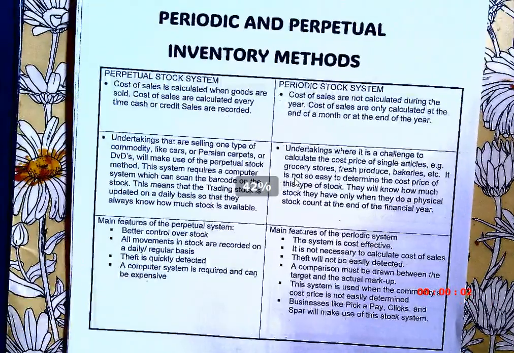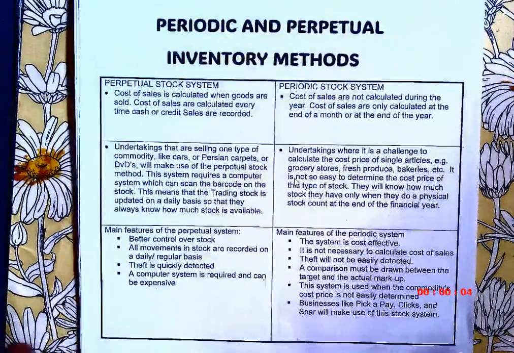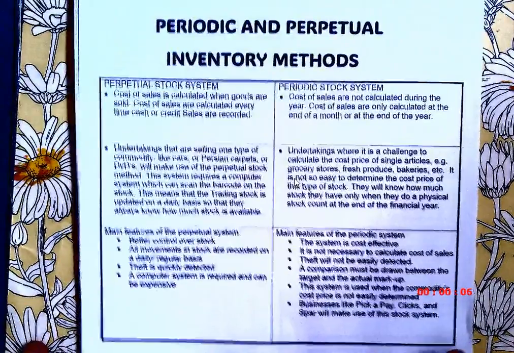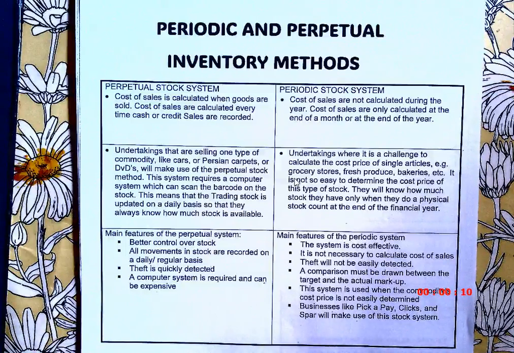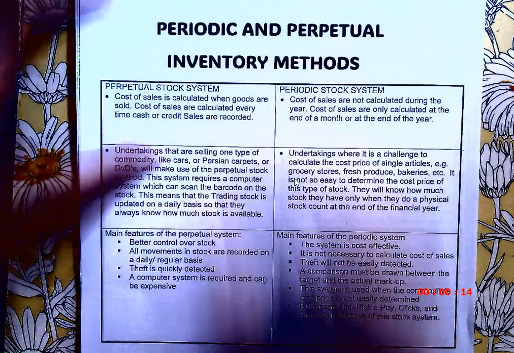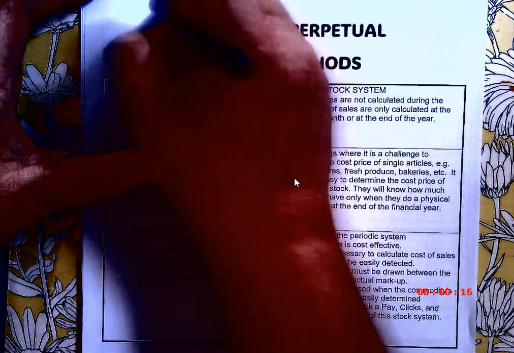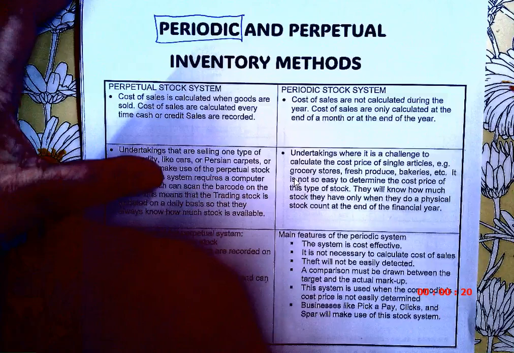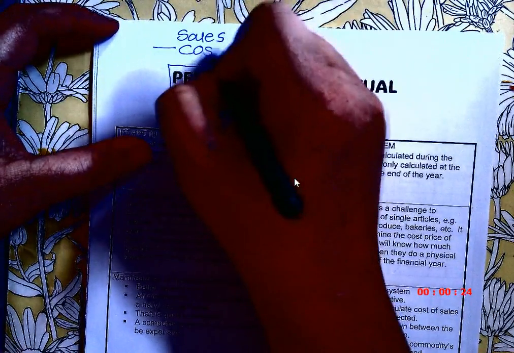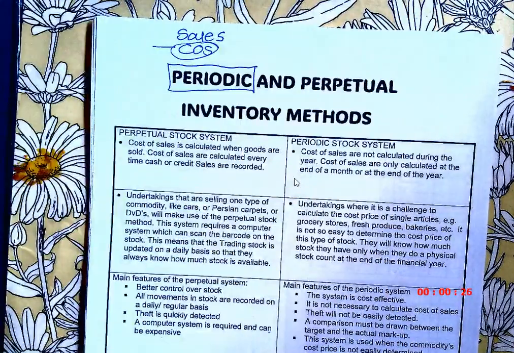Going to make your life easier by saying this. Periodic. We're going to calculate. There is no cost of sales. The only time you see cost of sales in the periodic system, you will see in the income statement, when it says sales less cost of sales, you'll see the word cost of sales for the first time. It will not be in your books.